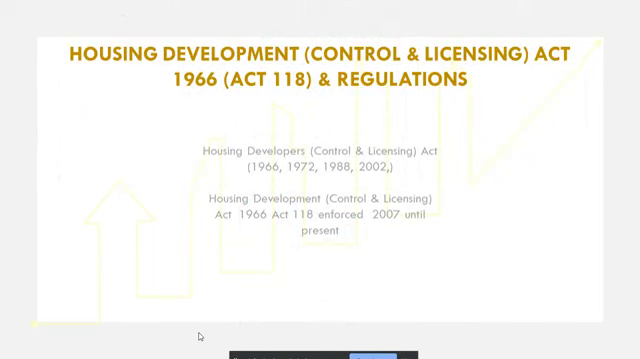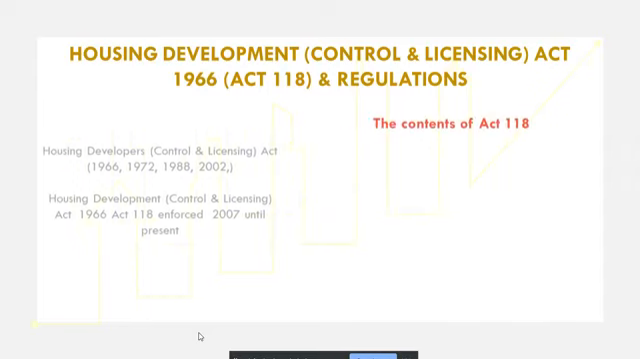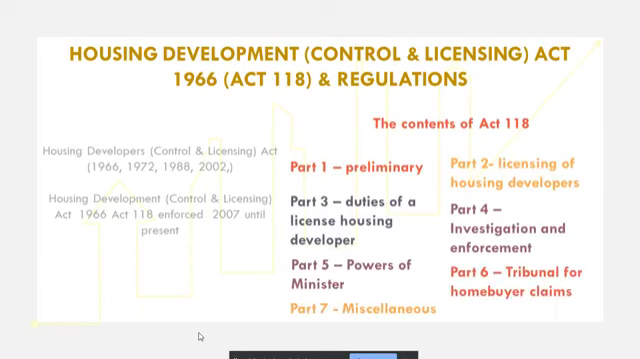So we move on to the Housing Development Act 118. Before, it was called the Housing Developers Act, but it was changed to the Housing Development Act, from Developer to Development. The content of Act 118 is Part 1 until Part 7. The first part is preliminary, then how to license a housing developer, their duties, investigation and enforcement by the controller, powers of the minister, tribunal for home buyer claims, and miscellaneous.